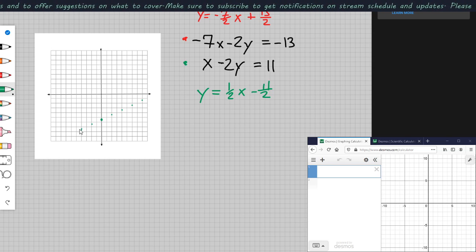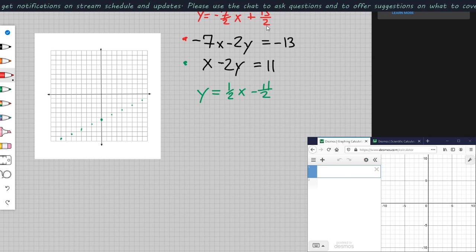So we have a positive slope. I'm not going to connect this just to keep an interest of time, but this is what it would look like. It'd look like this line. And then I'm going to plot my red line. So negative 7 halves x plus 13 halves.